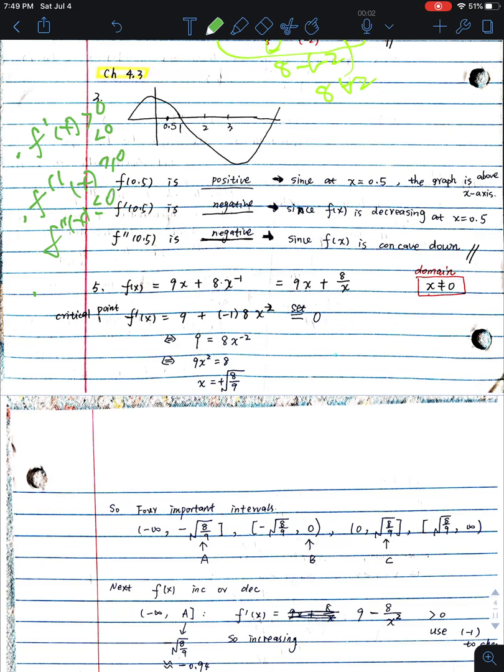And for question 3, the question gives you a graph. Question A is: is f(0.5) positive or negative? So when x equals 0.5, we look at the y value at this point. The curve is above the x-axis, so it should be positive.